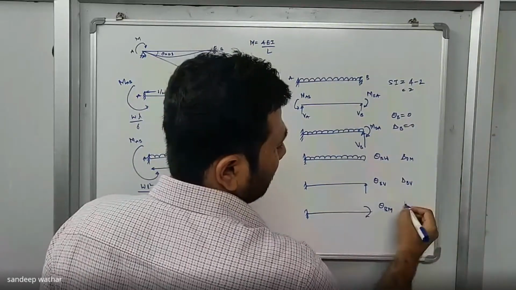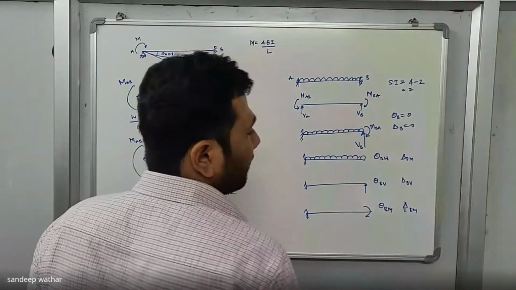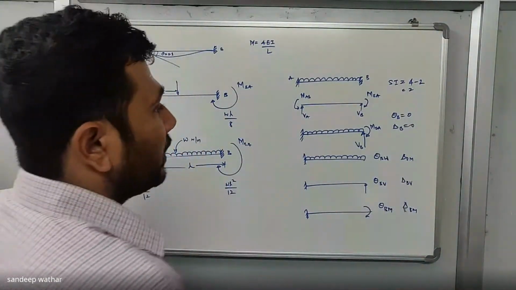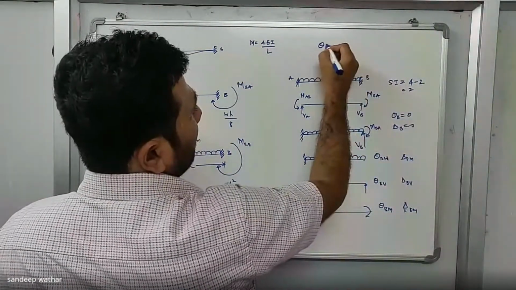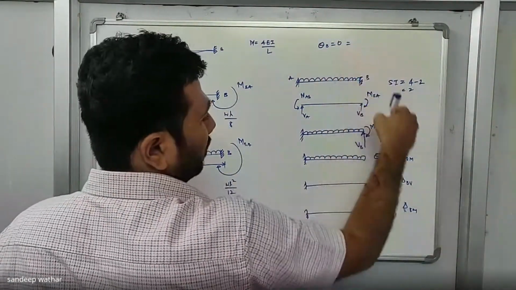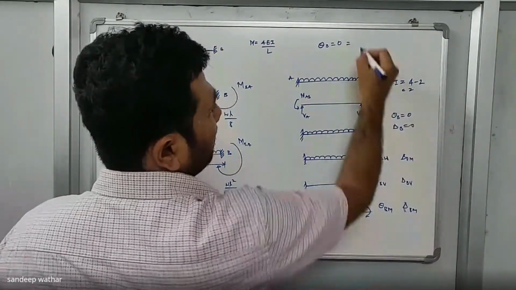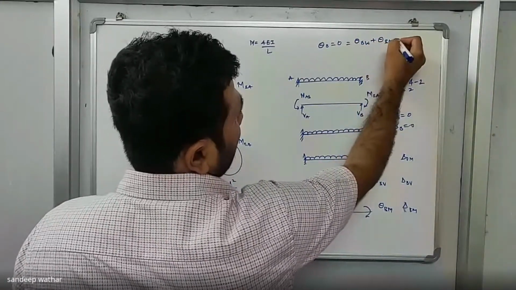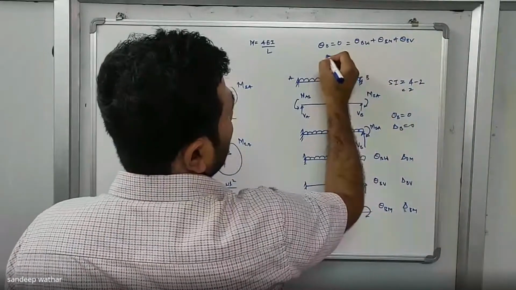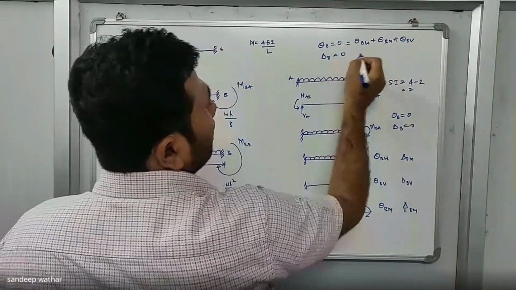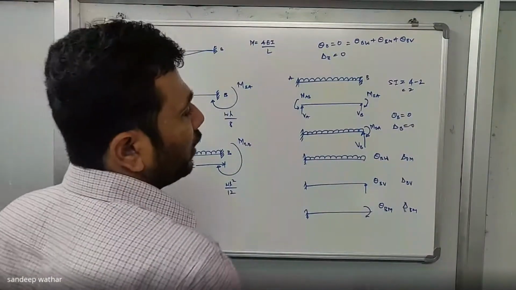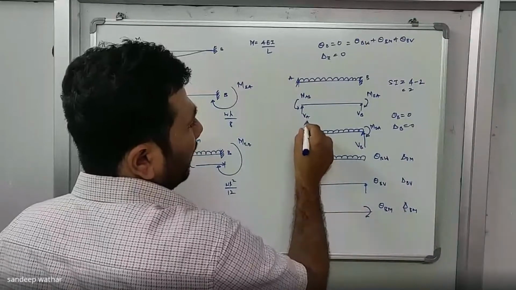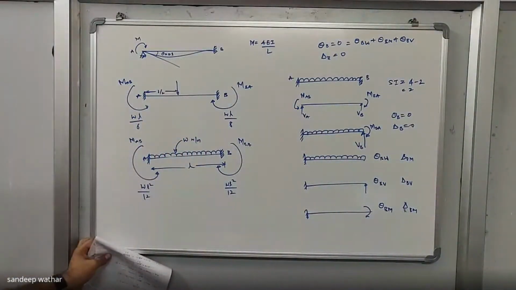So once you have solved this using your conjugate beam method, you can use the compatibility equation. What is that? Theta b should be equal to 0, and it will be equal to the sum of all of these: theta b w plus theta b m plus theta b v. Similarly, you can also write it for delta b. So by solving these two equations, you will find out how much is VB and MBA. Once you determine MBA and VB, you can actually calculate VA and MAB. This is basically clear.